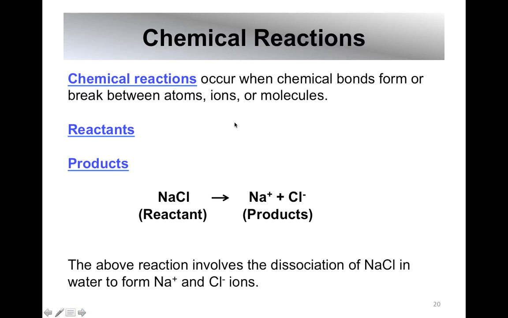Okay, chemical reactions occur because molecules and atoms can combine to form something new, or they can be broken down to form something new. So the reactants are the starting parts of the chemical reactions. This is what you start with. And then the products are what you end up with. The arrow indicates that a chemical reaction is going to occur.